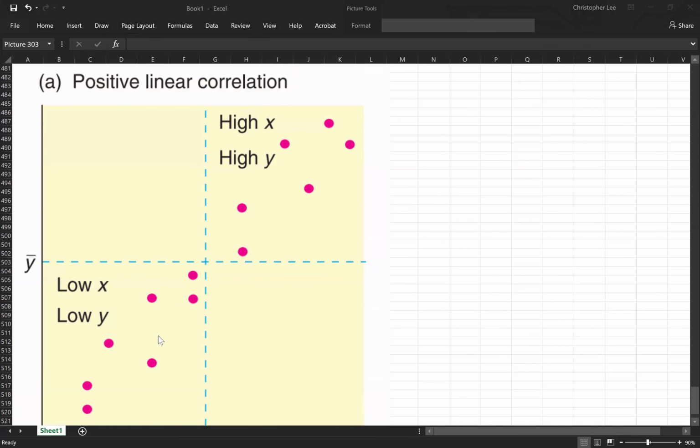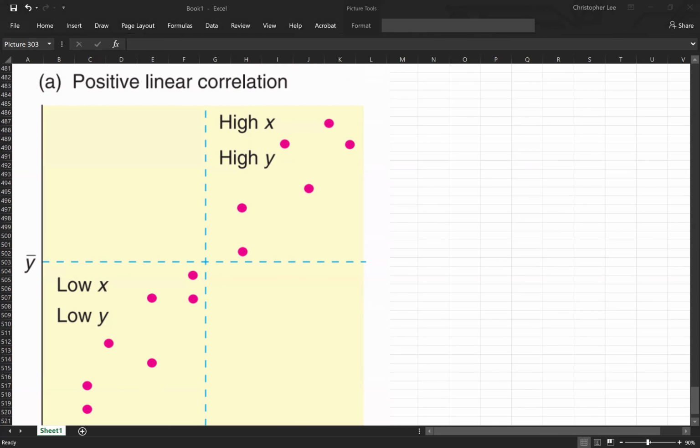So positive linear correlation: high X, high Y, low X, low Y. This is an example of positive linear correlation right here. You have high X, high Y, low X, low Y.